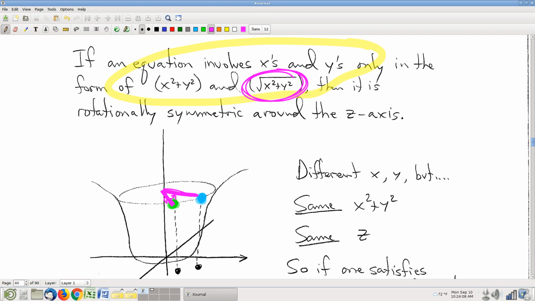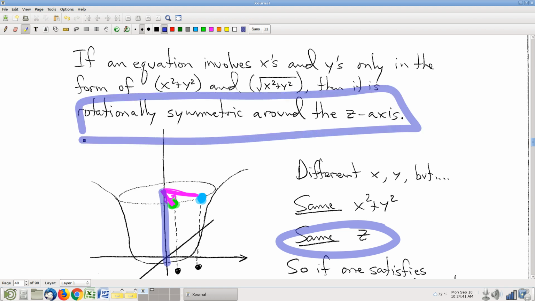So as far as the x's and y's that appear in this equation are concerned, these 2 points plug in the same way, right? Also, notice that these 2 points have the same z-coordinate, because when you rotate around the z-axis, you don't change the z-coordinate. So different points, different coordinates, but as far as this equation is concerned, they plug in exactly the same. So if one of them is on the surface, then so is the other one. And if one of them is not on the surface, then neither is the other one. And that means it's rotationally symmetric. Everybody on board? See how that works?